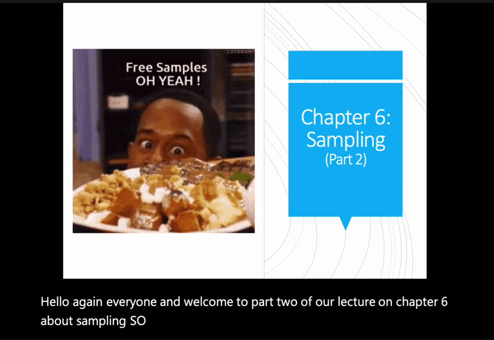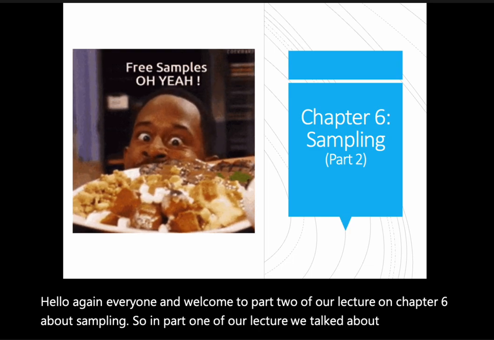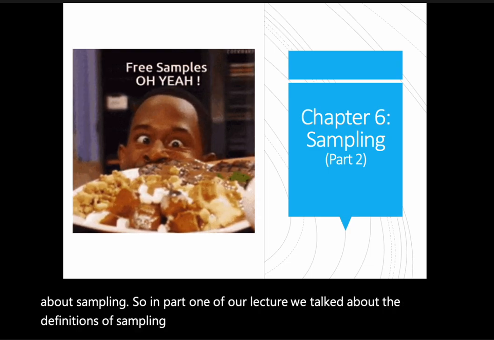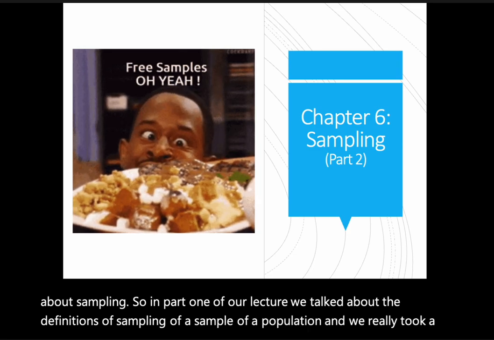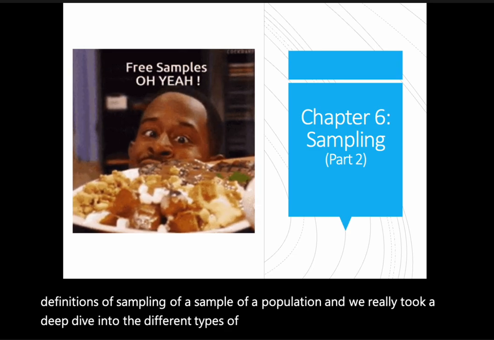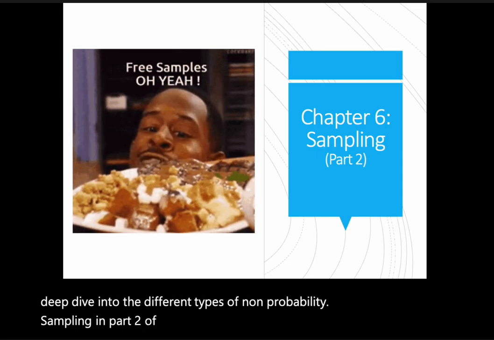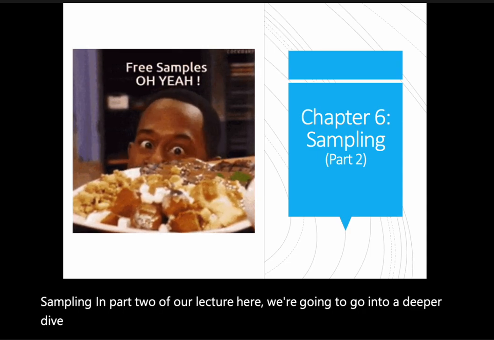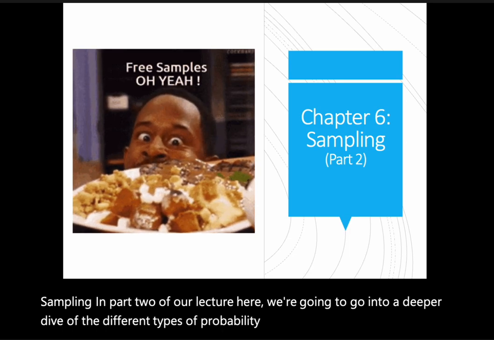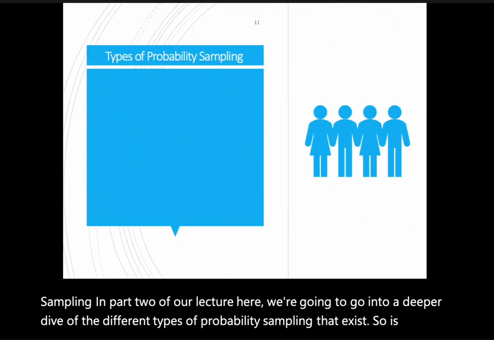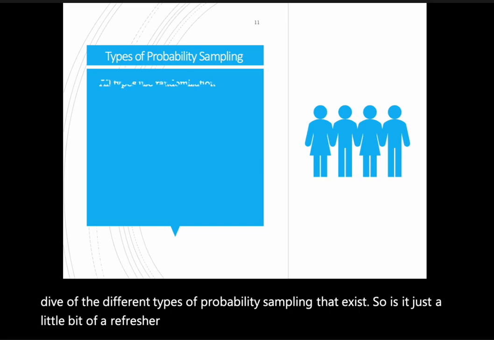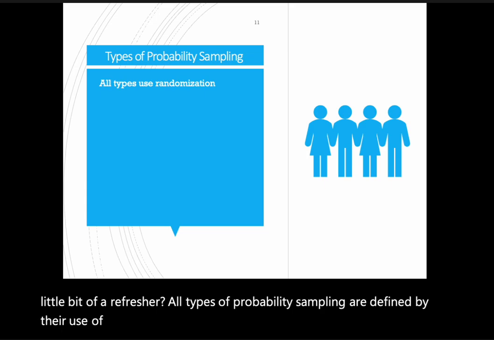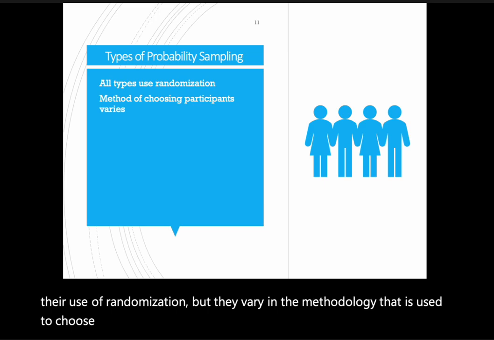So, in part 1 of our lecture, we talked about the definitions of sampling, of a sample, of a population, and we really took a deep dive into the different types of non probability sampling. In part 2 of our lecture here, we're going to go into a deeper dive of the different types of probability sampling that exist. So, as just a little bit of a refresher, all types of probability sampling are defined by their use of randomization, but they vary in the methodology that is used to choose participants because that will vary based on the aim of the study.